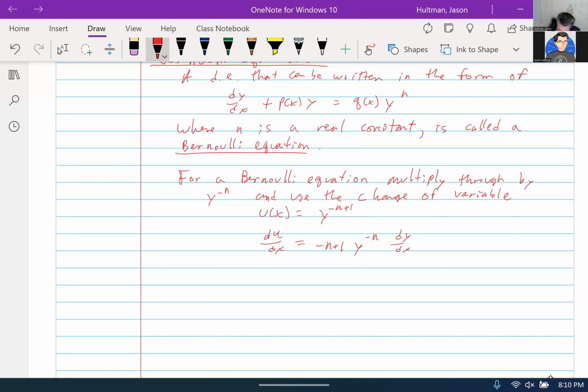So if we were to divide both sides by negative n plus 1, we would get y to the negative n dy dx is equal to 1 over negative n plus 1 du dx. So this is going to come in very handy when we have to go from dy dx to du dx.